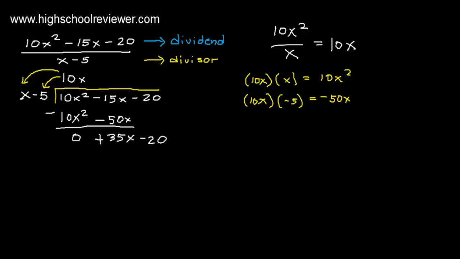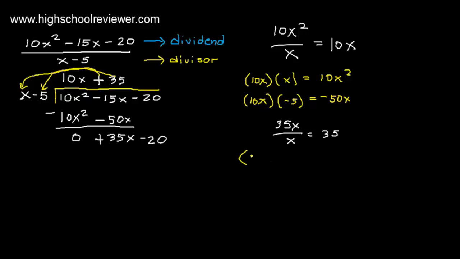Afterwards, we will divide 35x by x. 35x divided by x, this will be equal to positive 35. So we will put here positive 35, with the plus sign. And then multiply 35 to x minus 5. So we will have positive 35 multiplied by x and positive 35 multiplied by negative 5.